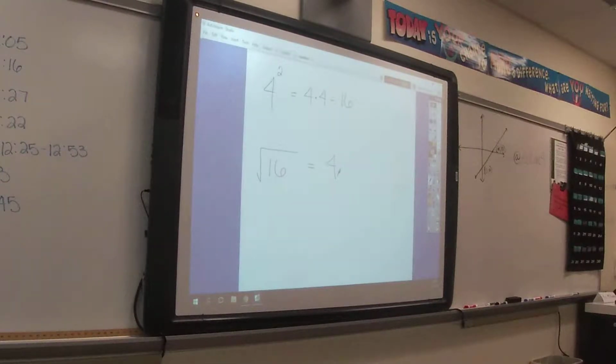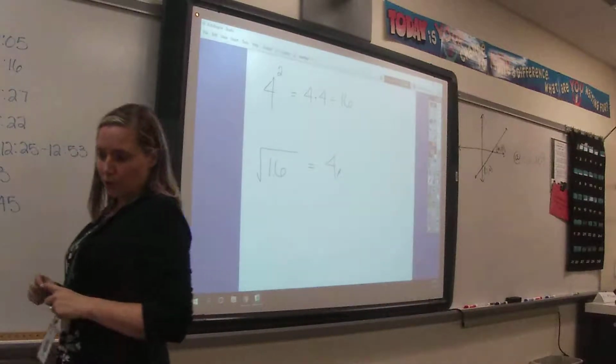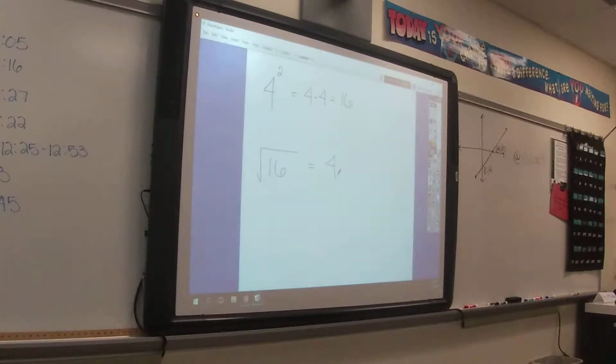Right? Addition will undo subtraction. Multiplication will undo division. An exponent of 2 and a square root will undo each other. Those are inverse operations. Okay so far, so good? We're doing okay?